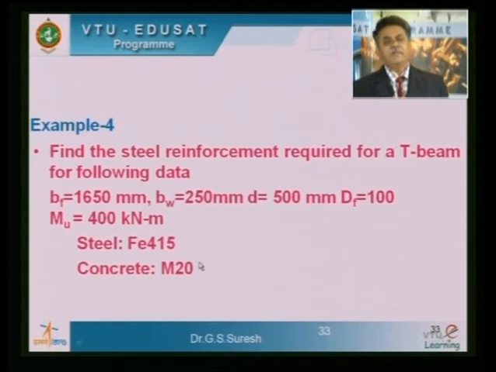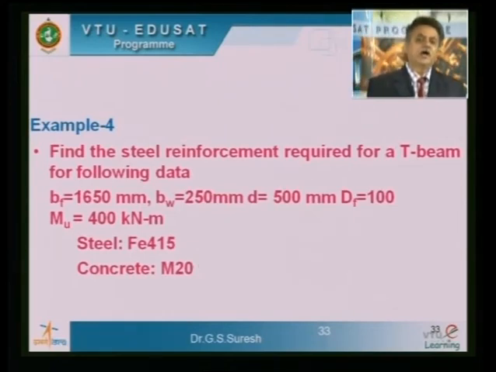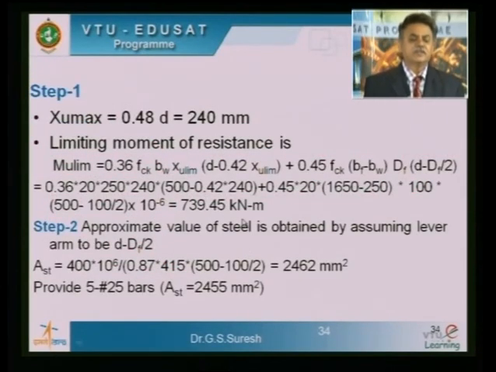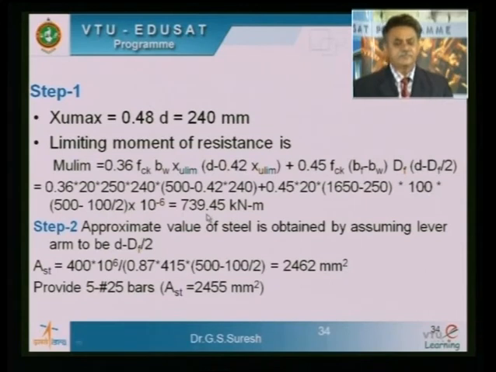In the last problem in the T beam, I am going to show you how to calculate the area of steel required for a moment of 400 kilonewton meter, where the flange width is 1650, web width is 250, overall depth or the effective depth is 500 and the thickness of the slab is 100 mm. I use Fe415 and M20 material. First, I calculate XU max, which is 240 mm. Then MU limb, I calculate from the same old formula which I showed you, which comes to 739.45.